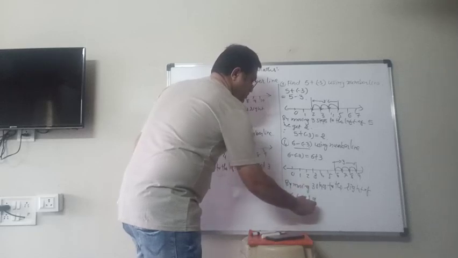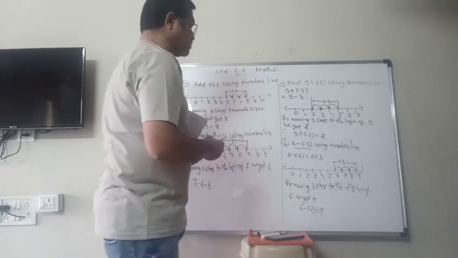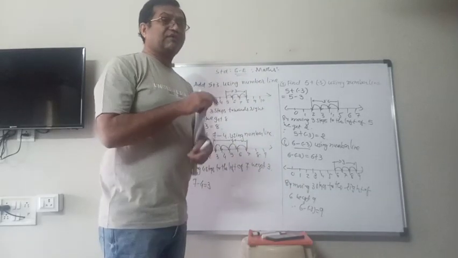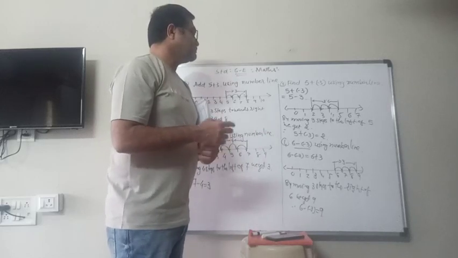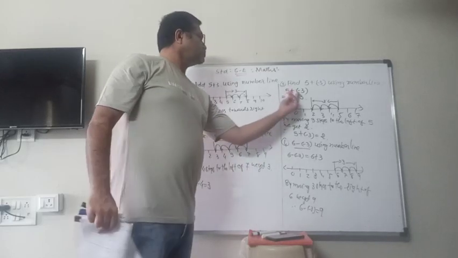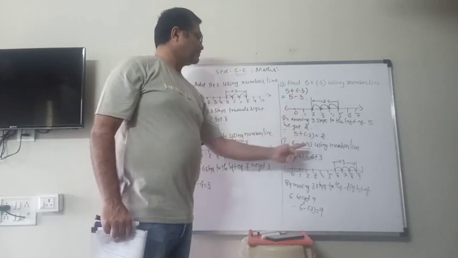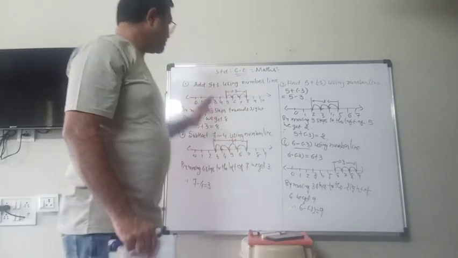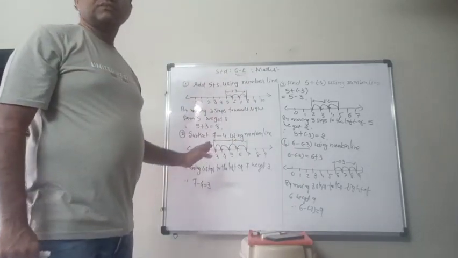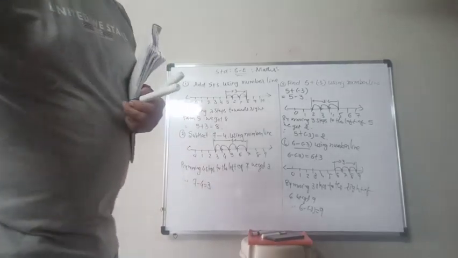Therefore 6 minus minus 3 equals 9. So here whenever you use the number line, be careful when there are two signs together. Plus minus will be minus, minus minus will be plus, and if there is only one sign, it is very easy, you know how to do that.